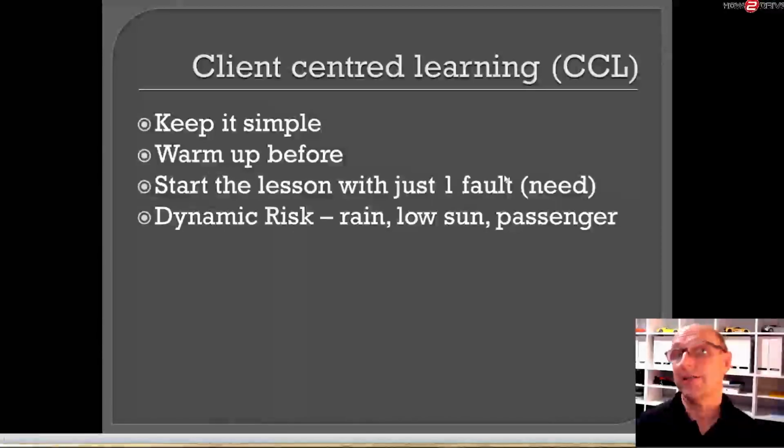Or the passenger. So you've just picked up a passenger. Have they had a passenger before? Could their responsibilities be checking seat belts, doors are shut, head restraints put in place? So don't pick all of these. Just pick one thing, just to demonstrate your competencies, but make it relevant. Just make it relevant to today. So if it's frosty, talk about that.